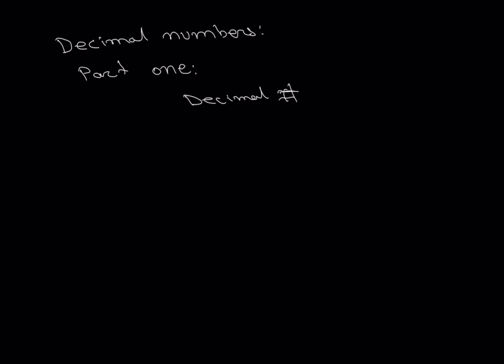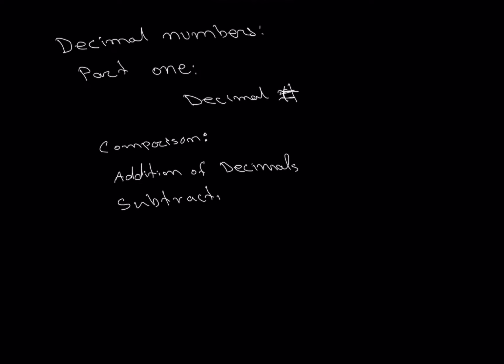In today's topic we'll be talking about decimal numbers. This lecture will be divided in two parts. Part 1 will be decimal numbers, and we will define these decimal numbers and decimals, and we'll talk about comparison of decimals. Pardon my spelling. And then we will see addition of decimals, and subtraction of decimals. We'll talk about these three things in part 1 of this lecture. Stick around to learn about these decimal numbers.